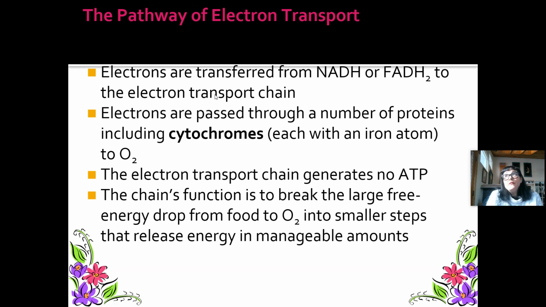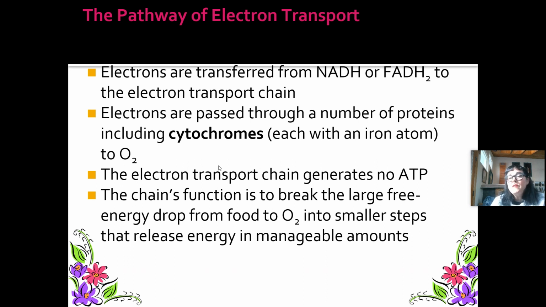Now, how do those electrons get there in the first place? NADH and FADH2 from glycolysis and the Krebs cycle. So again, it's a lot of protein complexes. And I mentioned cytochromes. Why are those important? Well, because they have iron atoms. And if you think back to hemoglobin, hemoglobin has iron because it attracts oxygen. Well, they have the same kind of function here too, right?